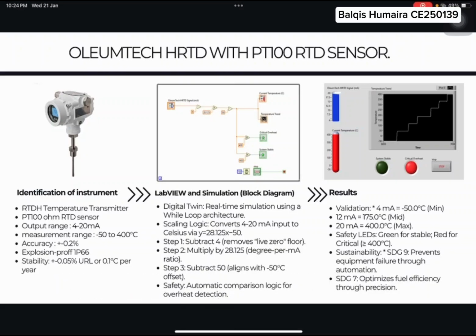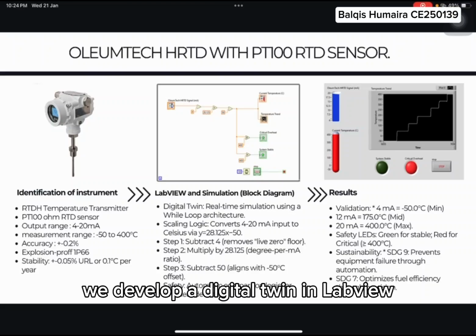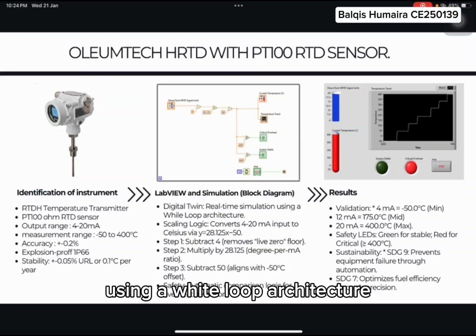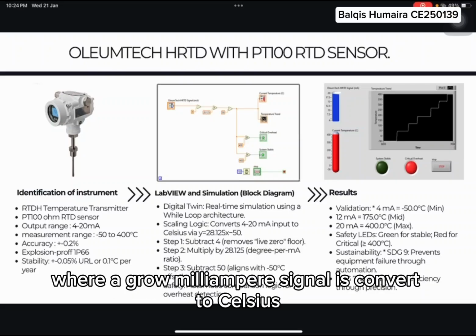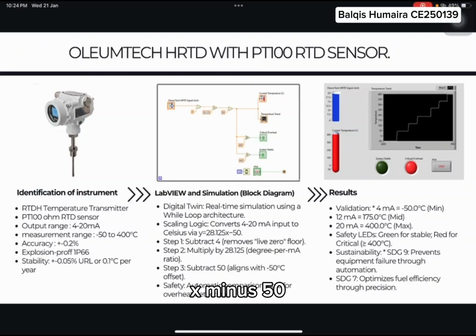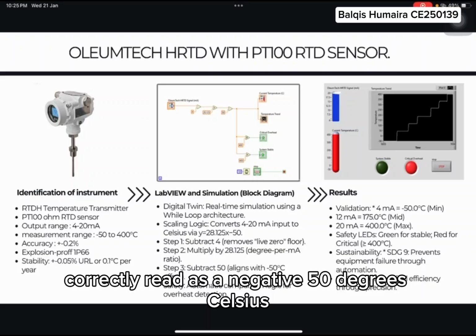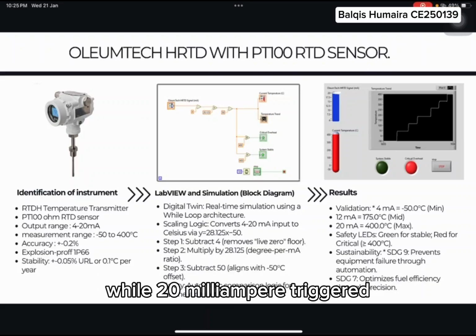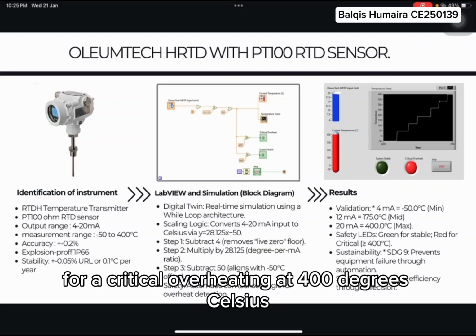To test this system safely, we developed a digital twin in LabVIEW using a while-loop architecture. We implement a scaling logic where each raw milliampere signal is converted to Celsius using the formula y = 28.125x − 50. So our result developed the logic: 4 milliampere correctly read as negative 50 degrees Celsius, while 20 milliampere triggered the red LED for a critical overheat at 400 degrees Celsius.